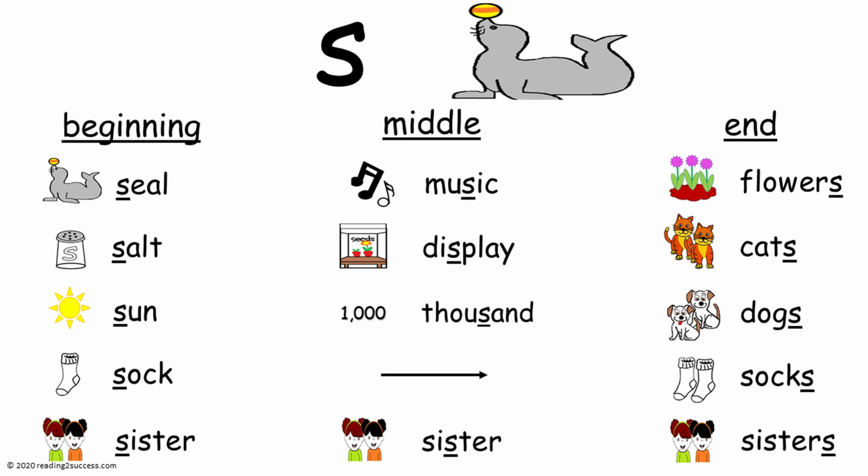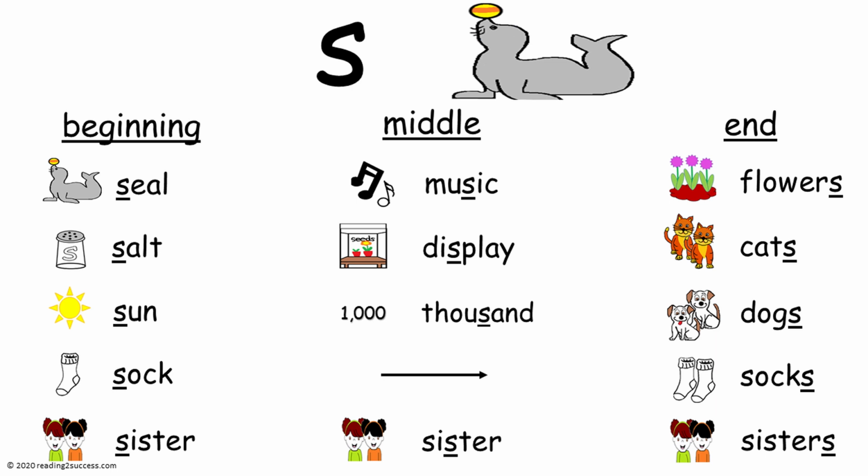Seal, salt, sun, sock, and sister. Then the middle sound is found in music, display, thousand. There is no middle sound S in sock, so there's an arrow. And sister has both the beginning and middle S.